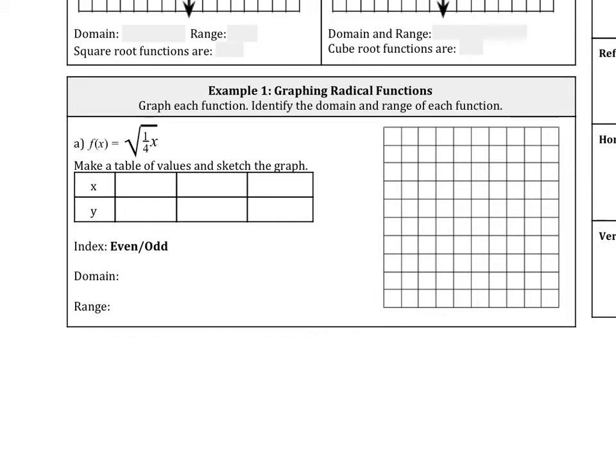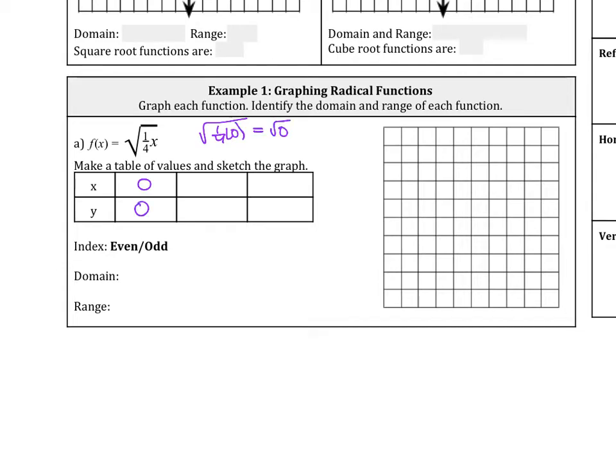So let's graph the square root function, square root of 1/4 x. Now we just want to plug in some numbers in order to do this. So let's plug in 0, right? We can't plug in any negative numbers inside because it needs to be positive inside at the end. So I can plug in 0. So square root of 1/4 times 0 is square root of 0. So that is just 0.